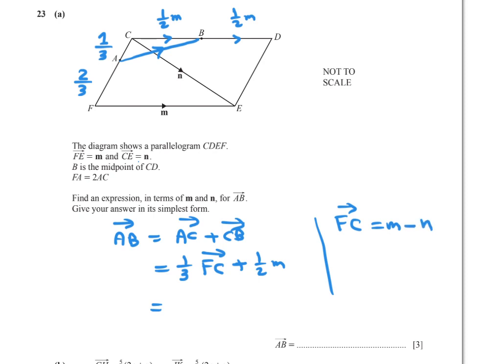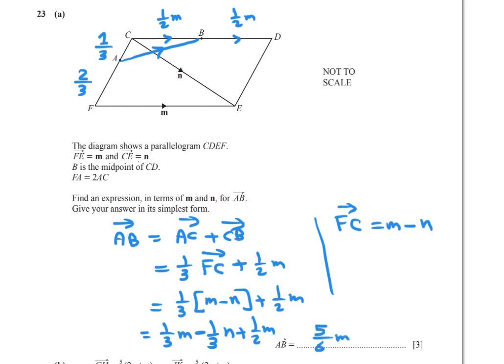So now 1 over 3 times M minus N plus half M equals, expand, 1 over 3 times M, so 1 over 3M, 1 over 3 times negative N, so negative 1 over 3N, plus 1 over 2M. Now combine the like terms, 1 over 3 plus 1 over 2 equals 5 over 6, so 5 over 6M minus 1 over 3N. So this is the vector AB in terms of M and N.